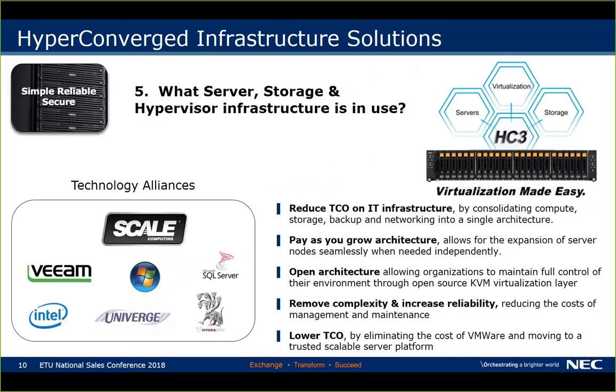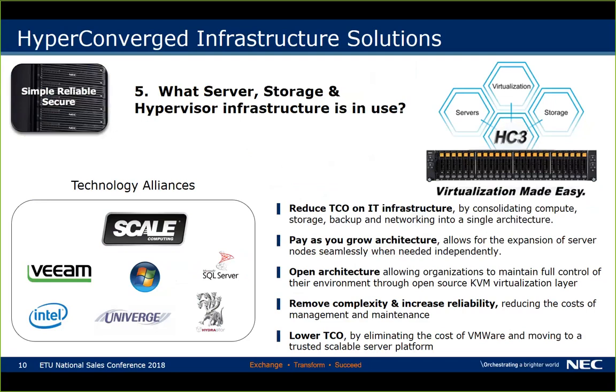It's actually pretty easy to do overall. So what does this allow you to do? On average, we're reducing the TCO and IT infrastructure. By this I mean for the D120 server, we're consolidating the compute, the storage, the backup, networking all into one single architecture, or sometimes all into one 2U box.